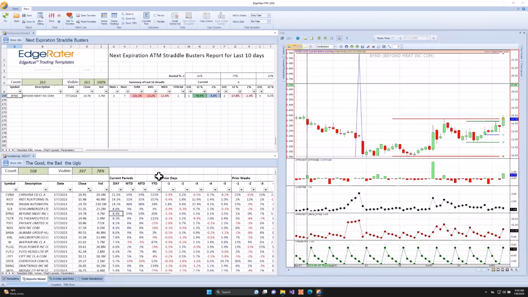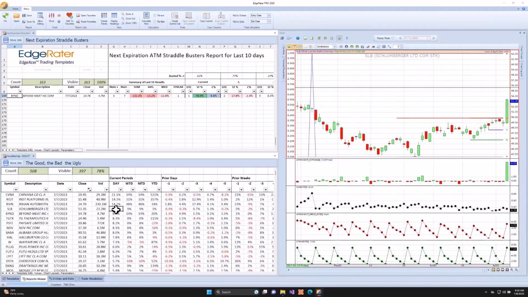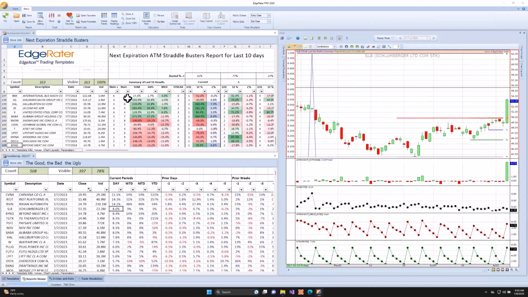Now, any report in EdgeRater, when you produce the reports, they are automatically sensitive to each other. So if I select SLB in my lower report here, if I had SLB in the upper report, it would actually come to the top of the list. But remember, I ran this lower report using a much larger list of stocks, 508 you can see there, whereas the upper report only has 163, which is the liquid stocks.